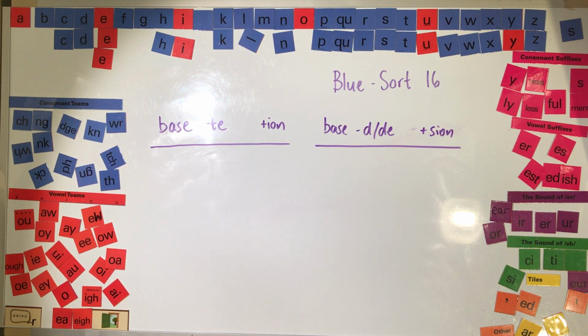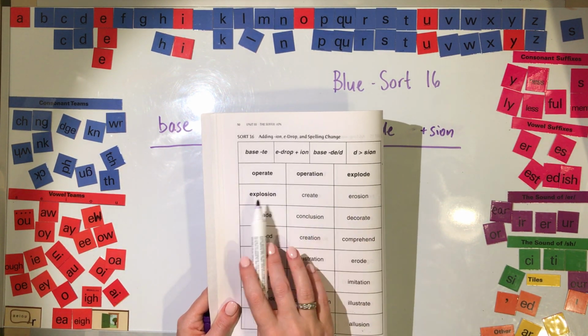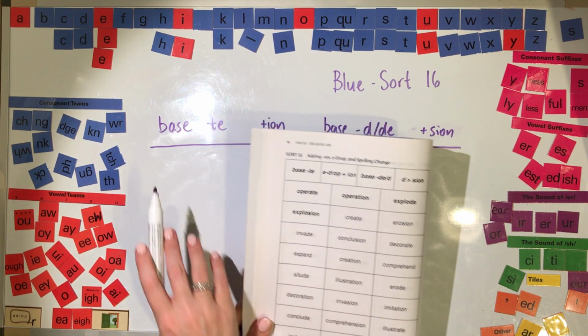Okay, so what I'm going to get you to do is actually pause the video now. I want you to get out your word sort. So it's word sort 16. So it looks like this. Okay, that's what your word sort looks like. And I want you to pick out all the words that end in TE and put them there.